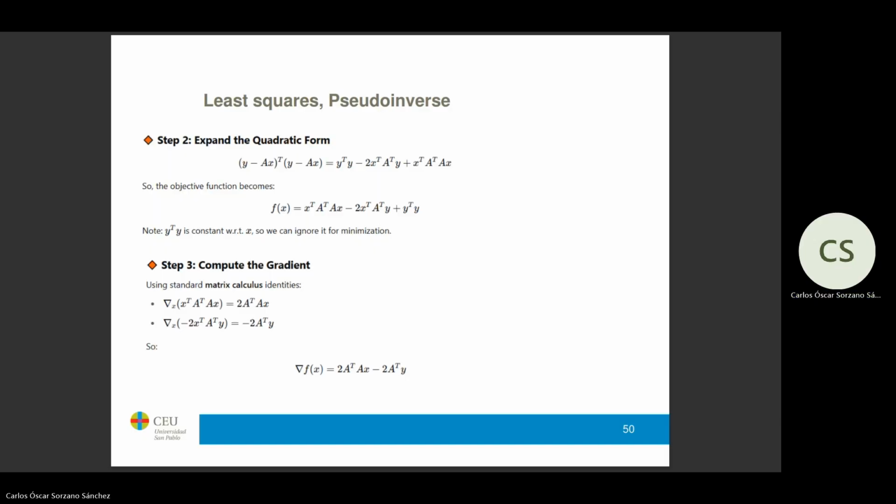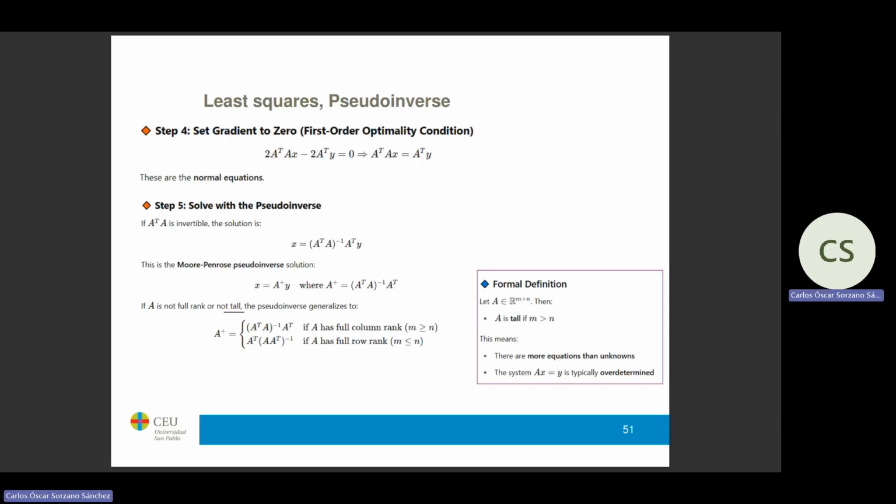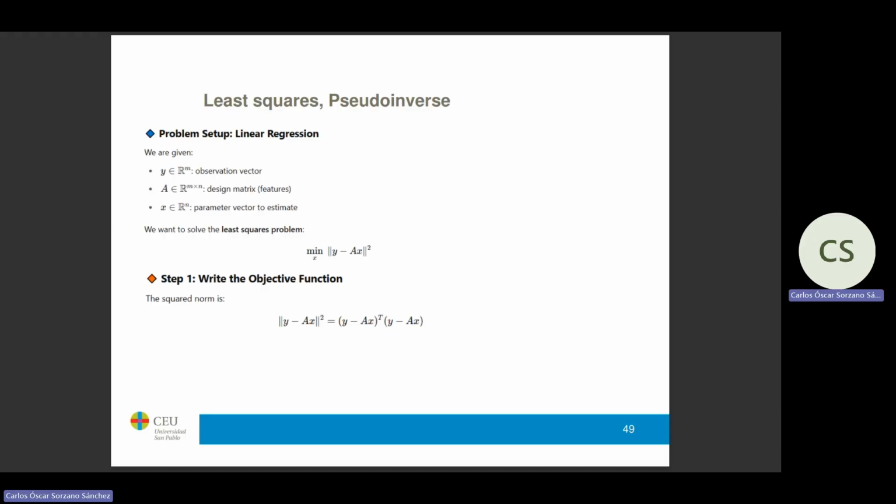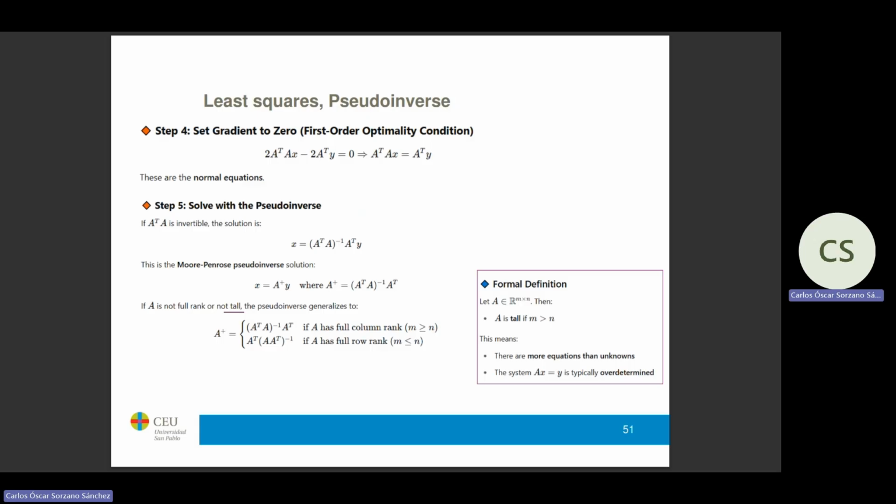Then that has to be 0. The two cancels, and then what we have here is this equation. This is called the normal equations of the problem that we were trying to solve. We're trying to solve this problem, and these are called the normal equations of that problem.